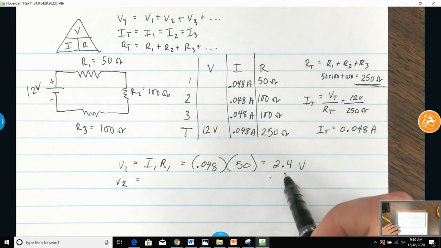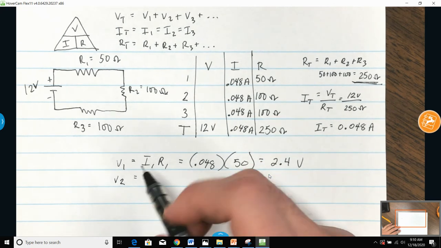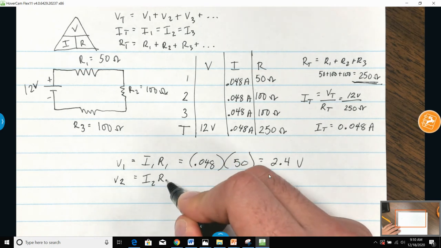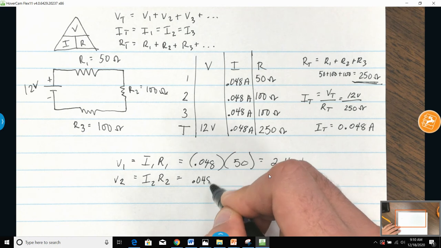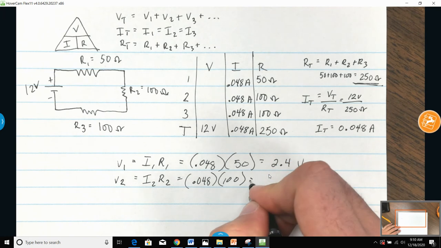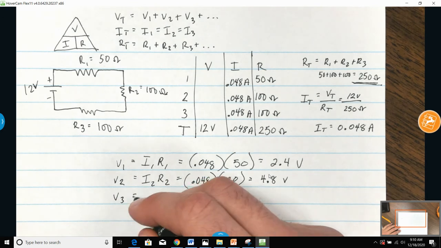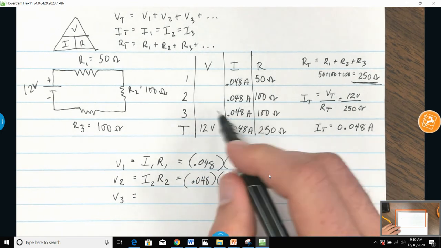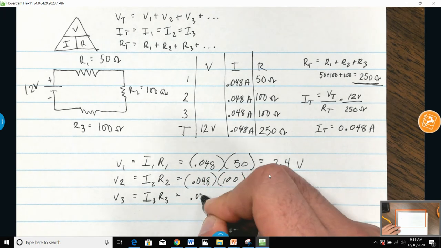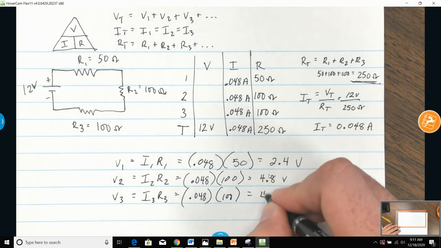Cool. Now we're going to do V2. Notice I didn't put this 2.4 in this position yet, and I'll tell you why in a second. V2 is going to equal I2 times R2. Again, current is this 0.048, and the resistor for R2 is 100 ohms. So we're going to get 4.8. And then V3, since it has the same values as V2, should definitely come out to be the same number. If it's not, we messed up a calculation somewhere.